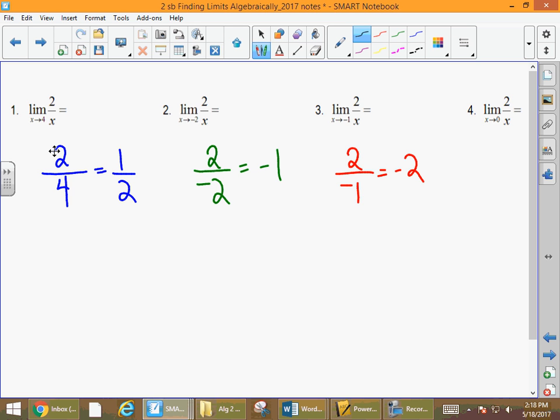But over here, the limit as x approaches 0 of 2 over x, this is 2 divided by 0. What does 2 divided by 0 equal? It's undefined. Which means that our limit does not exist.